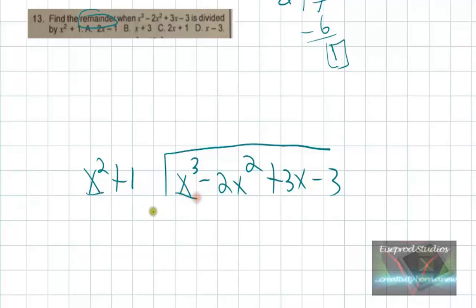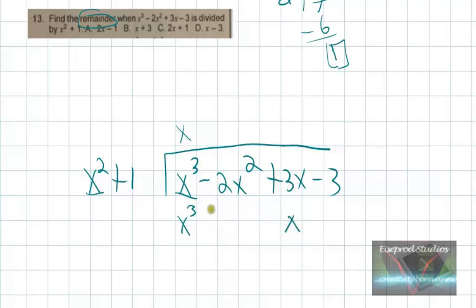Okay, so remember that when you want to do long division with polynomials, you only pay attention to the first number. So what would you do to get x squared to equal x cubed? Well, you would multiply by x. And so the next step that you do is you say x times x squared is x cubed, and x times 1 is just x. And I'm going to put that over here.